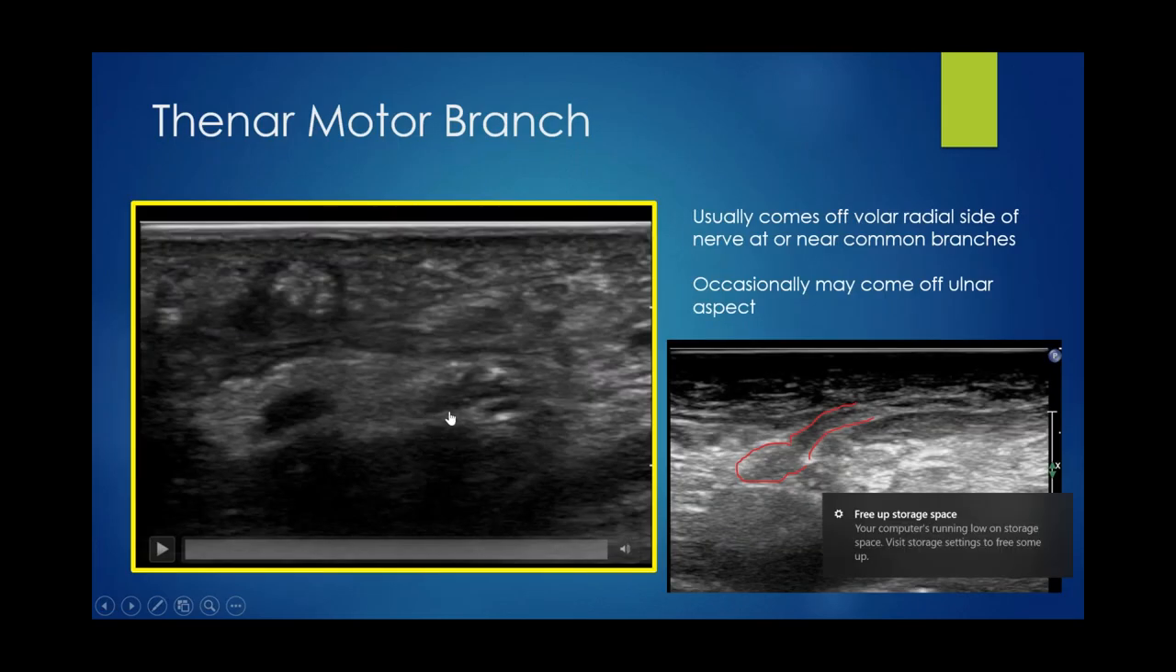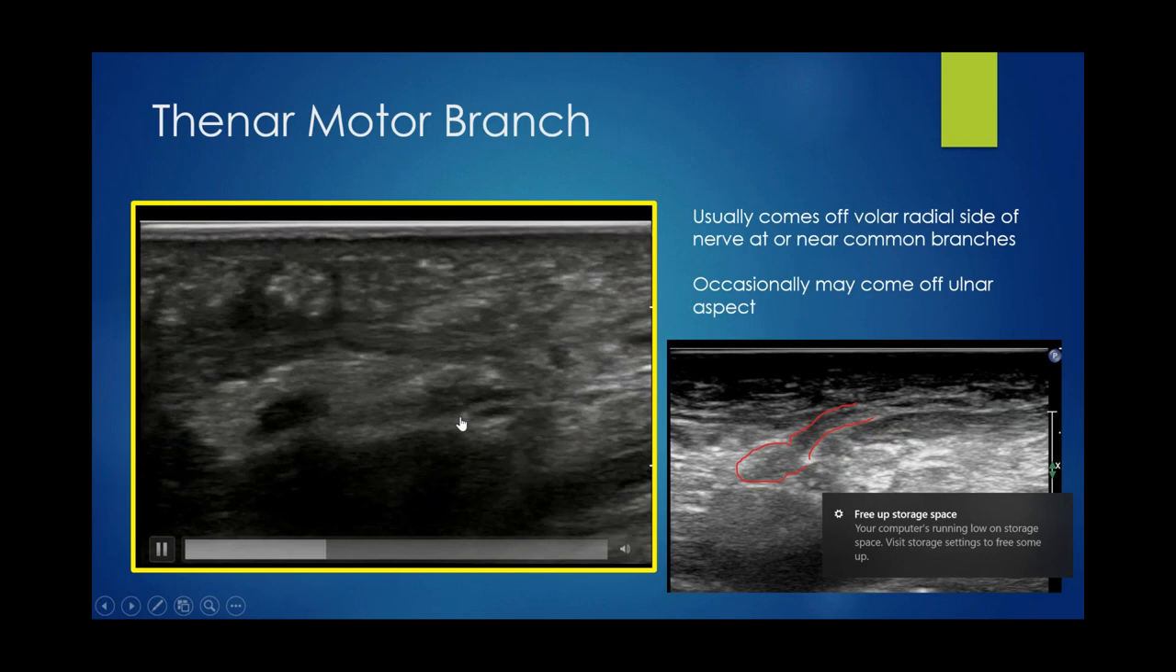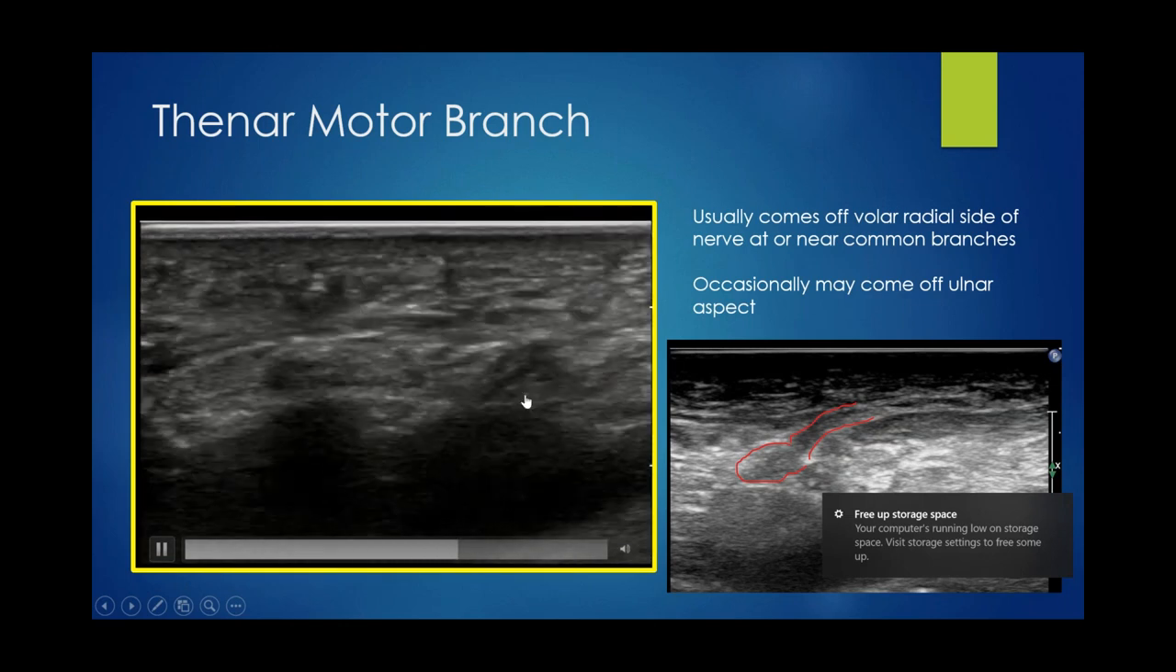Importantly, when doing these more advanced procedures, we need to ensure that we know all the structures that we would want to avoid, specifically the thenar motor branch. As we know, this is the motor branch that comes off typically from the radial aspect of the median nerve and then would come back from a distal to proximal direction and enter into the thenar muscles. This video shows the thenar motor branch coming off the median nerve.